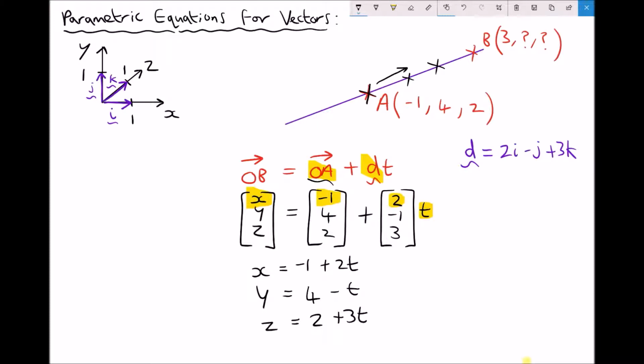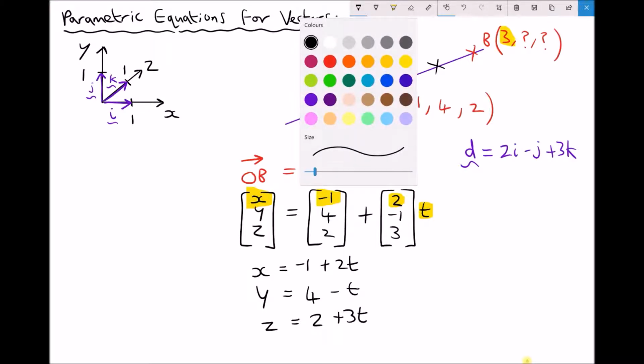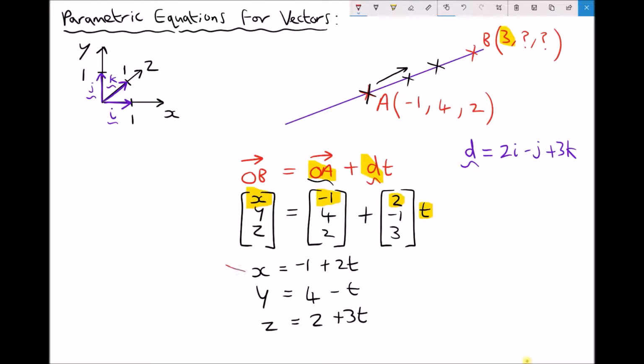Now, if we refer back to what we know about point B, the only thing we know about point B is that its x-coordinate is 3. So if we take the first of those parametric equations, we know here that 3 equals -1 plus 2t. And now we can find the value of our parameter t using that equation. First of all, we need to add 1 to each side to isolate the term 2t, and we get 4 equals 2t. And next we divide each side by 2, and therefore we know that t equals 4 over 2, which is just 2.